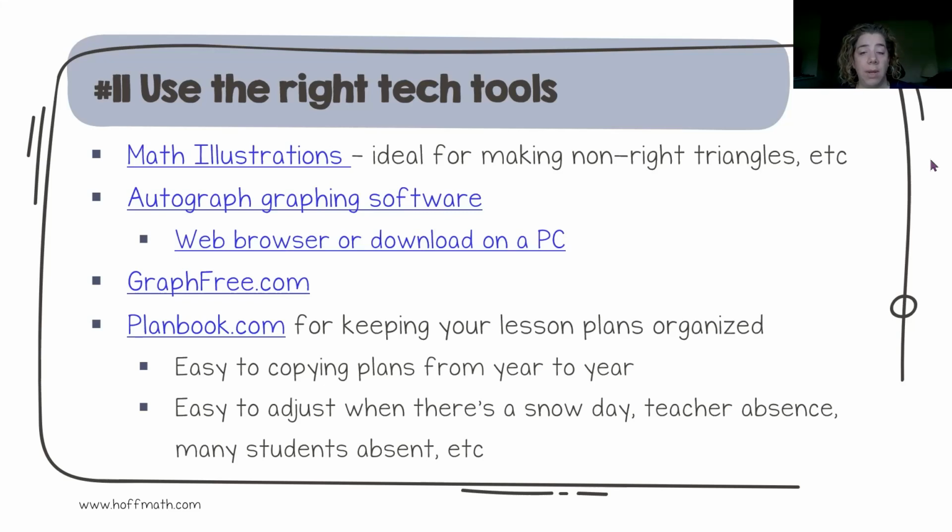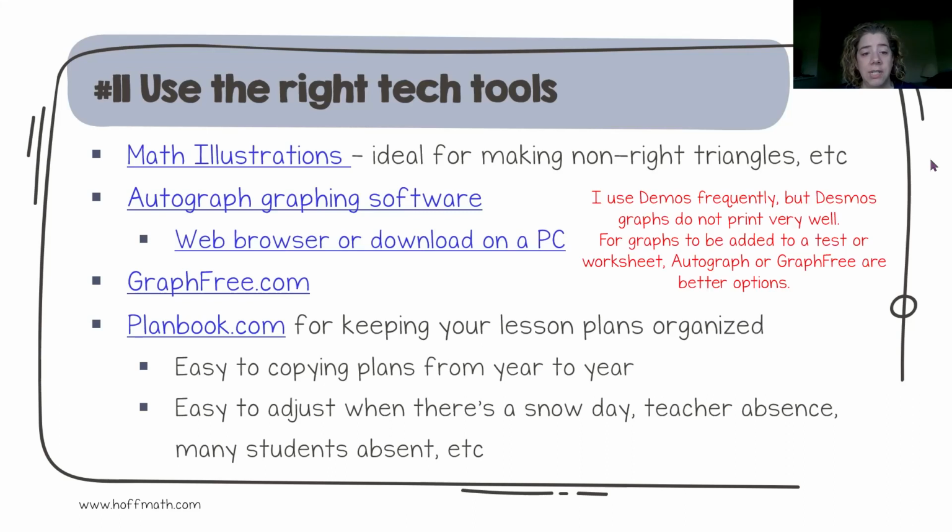If you want your triangle to look to scale, you can draw your triangle and force an angle to be 37 degrees. You can force a side length to be 115, and it will show it to scale. Then you can change the colors and things like that. So I love Math Illustrations for making geometry diagrams. You can also graph functions in it, but for graphing functions, I'm a fan of Autograph graphing software.